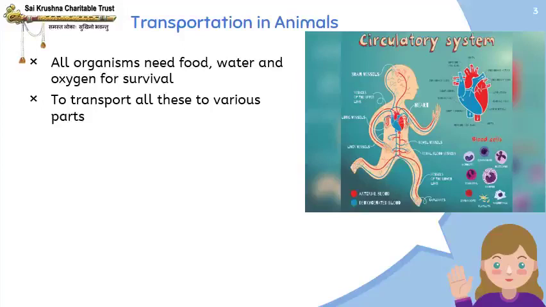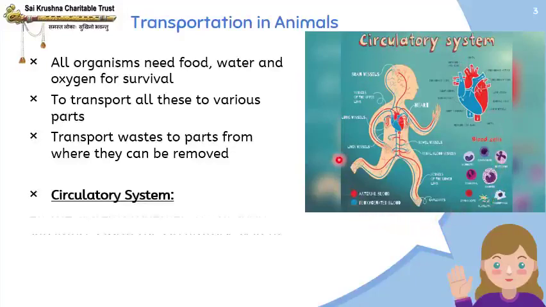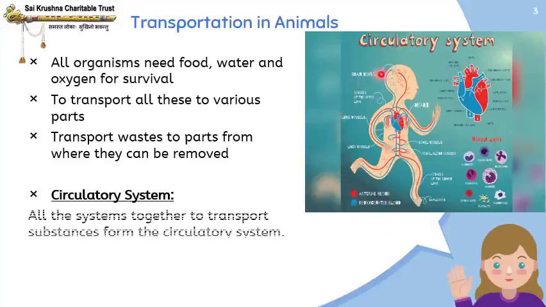All organisms need food, water and oxygen for survival. Now this has to be transported to all the various parts in the body. Again, we have to transport waste from all the parts of the body out of the body through the lungs, urine, stool, etc. The blood helps there also. Now this is done through the circulatory system in the human body, which consists of the heart, blood and blood vessels.